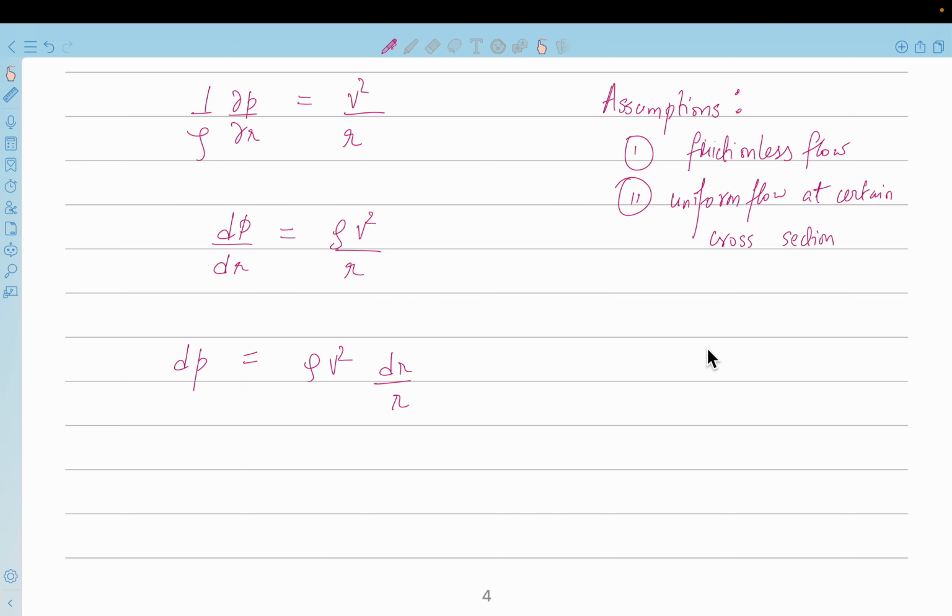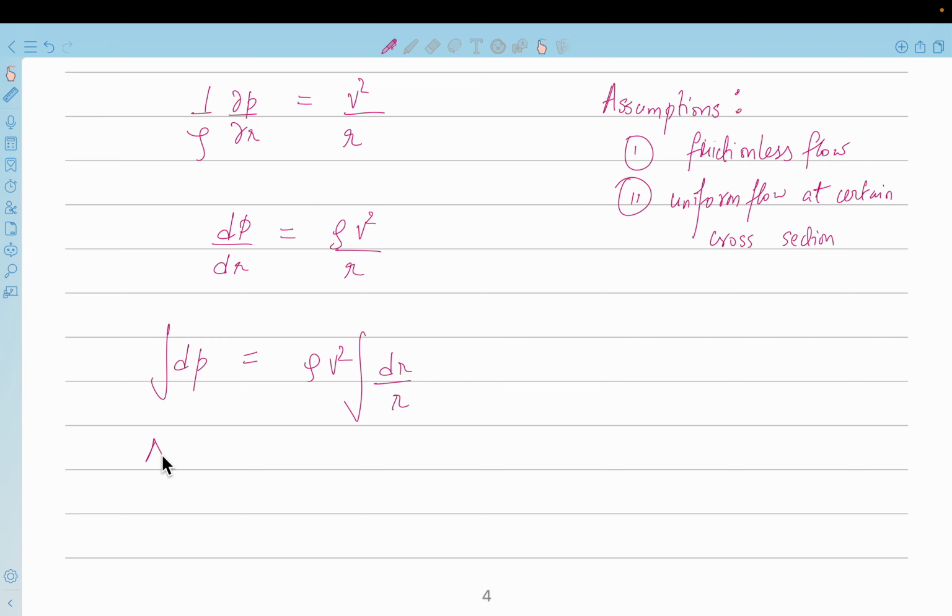And again, at a cross section, uniform flow means velocity is the same throughout that cross section. So this velocity is not changing with the radius or with the z axis, but it can change from one location to another. So here, with respect to this r coordinate, there is no change in the velocity. And pressure change we know already. So I am just going to integrate this.